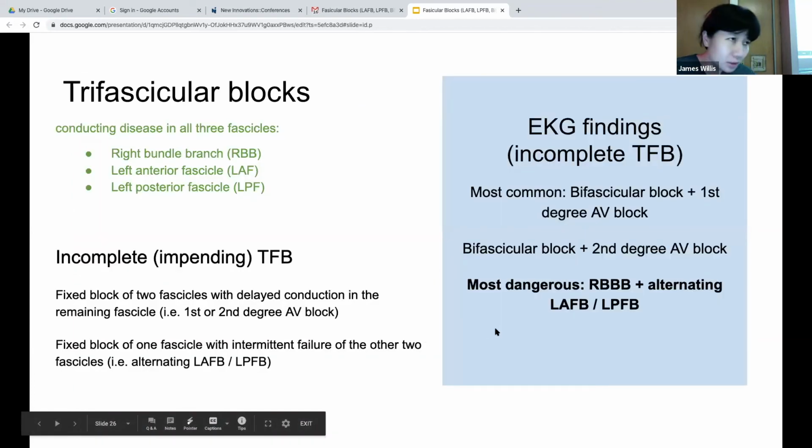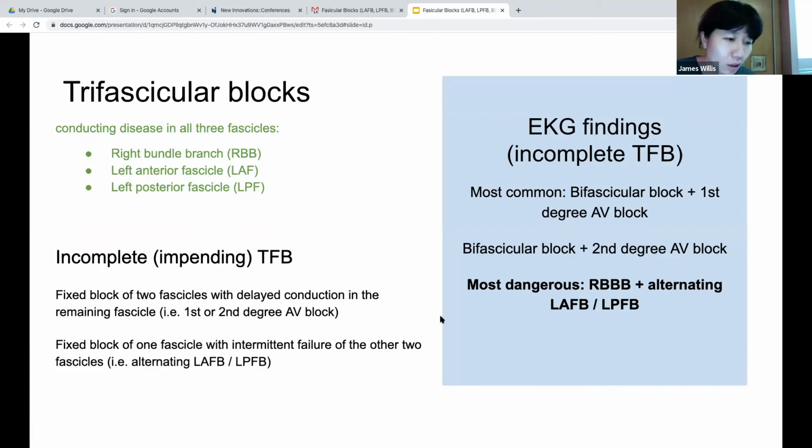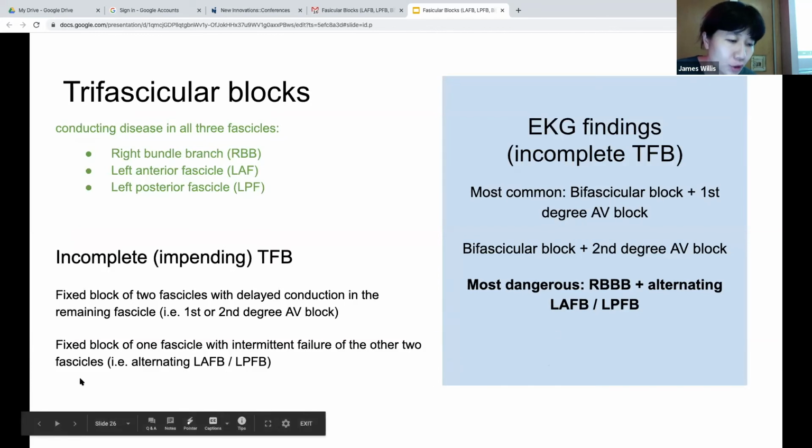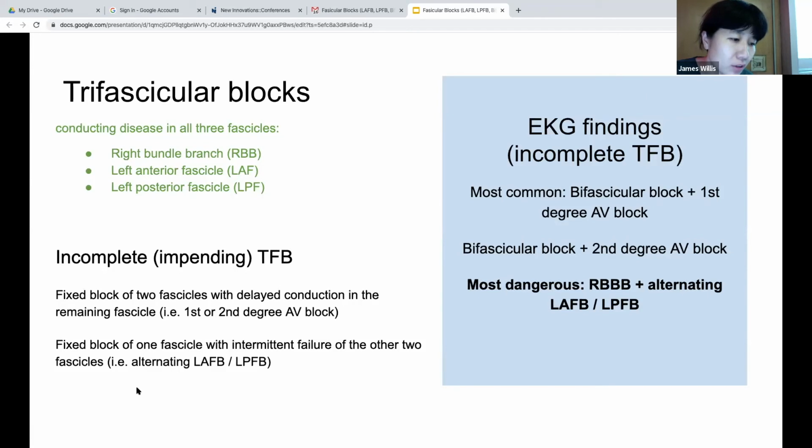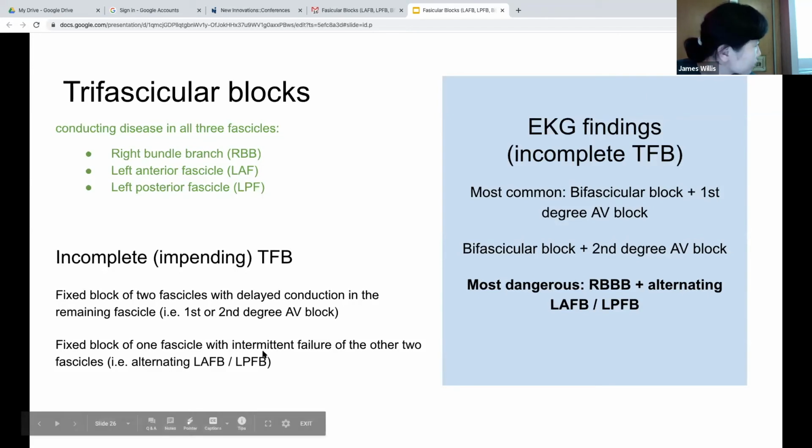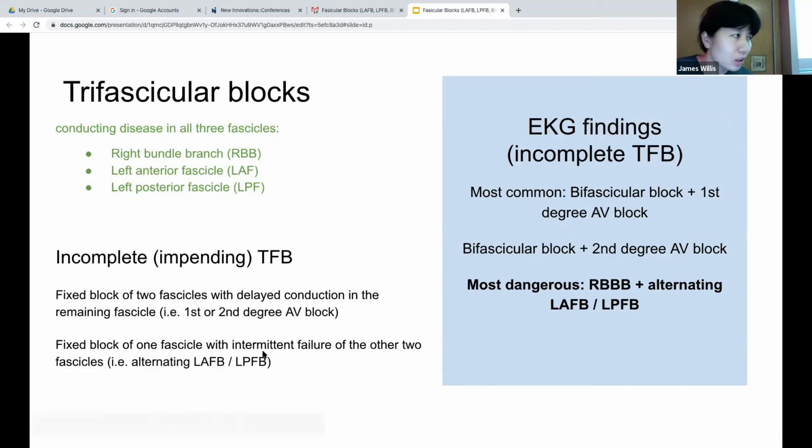So the most common of these are actually incomplete blocks, which could mean either there's fixed block in 2 of the fascicles and then some sign of an AV block, whether that's first degree or second degree, or fixed block in 1 fascicle and then some alternating signs of a block when you repeat the EKG. Sometimes when you repeat an EKG and the axis is different, you could think it's just lead placement or something like that. But in a symptomatic patient, you should definitely consider that this could be a patient that's having evolving ischemic disease and evolving disease to the conduction system.